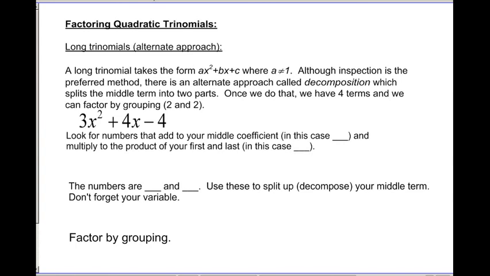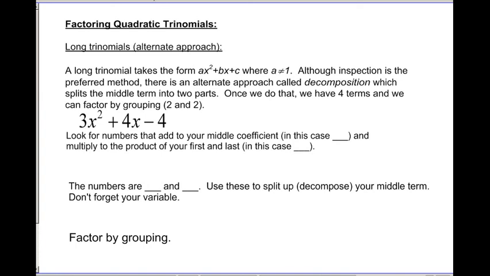Although inspection is the preferred method, there's an alternate approach called decomposition, which splits the middle term into two parts. Once we split the middle into two parts, we'll have 4 terms, and we can factor by grouping 2 and 2. Sometimes it's a little faster, often not, though. Its real only selling feature is knowing whether things are easily factorable or not. When you're guess and testing, you really don't know if there's an easy factorization or not.